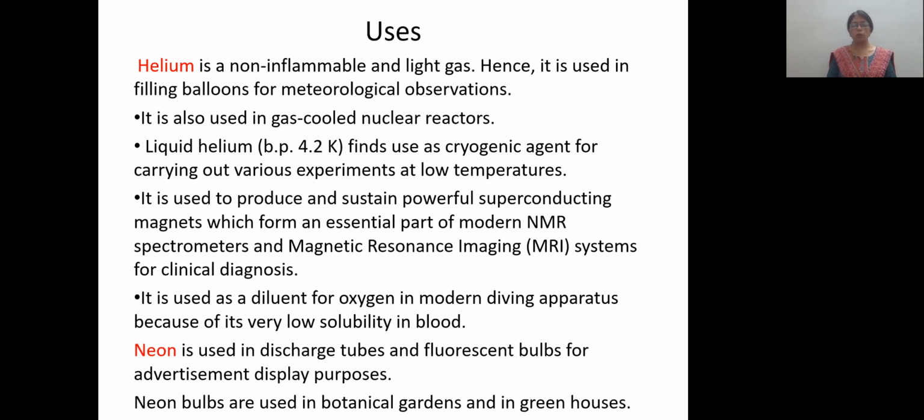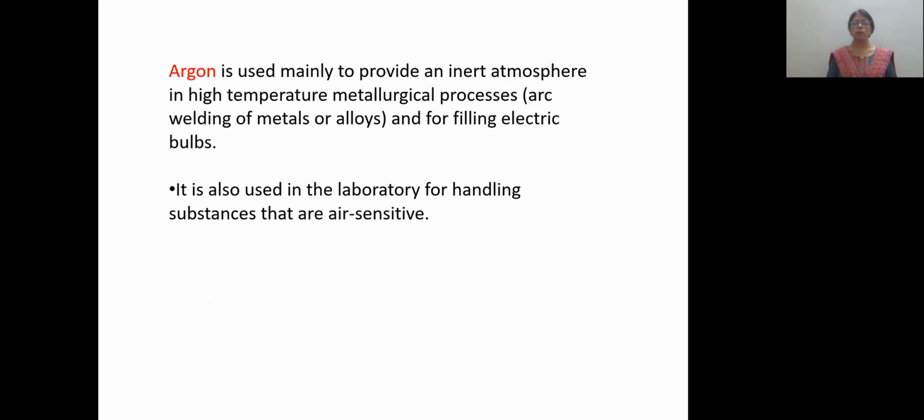The uses of neon. Neon is used in discharge tubes and fluorescent bulbs for advertisement display purposes. Neon bulbs are used in botanical gardens and in greenhouses. Argon is used mainly to provide an inert atmosphere in high temperature metallurgical processes like arc welding of metals or alloys, and for filling electric bulbs. It is also used in the laboratory for handling substances that are air sensitive.